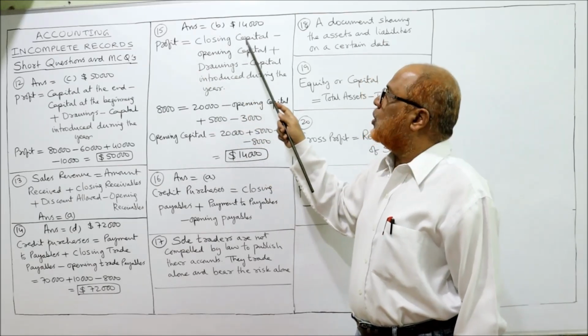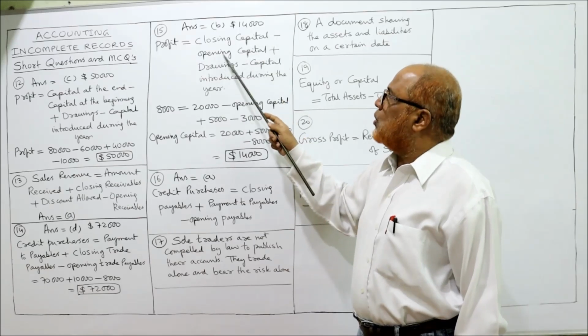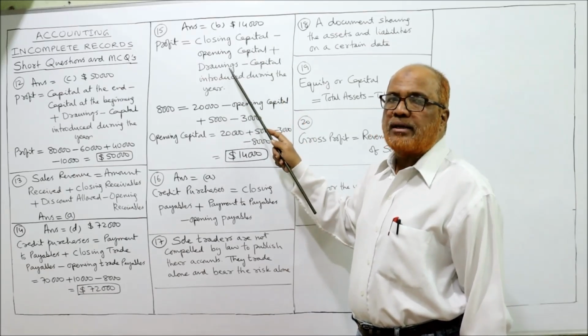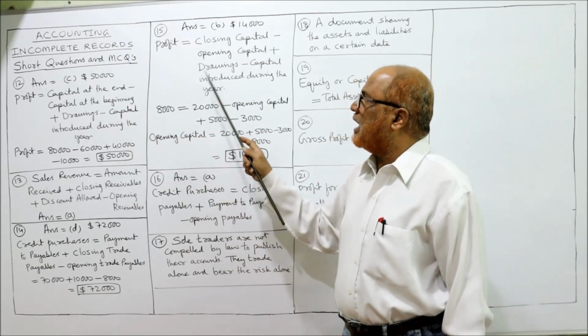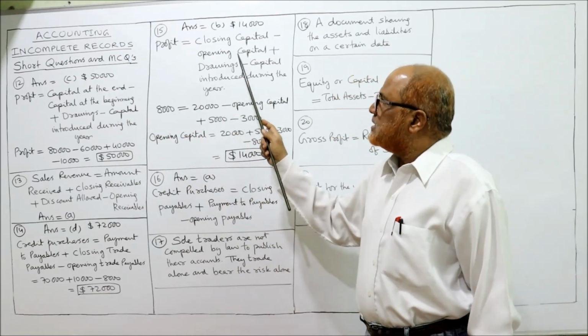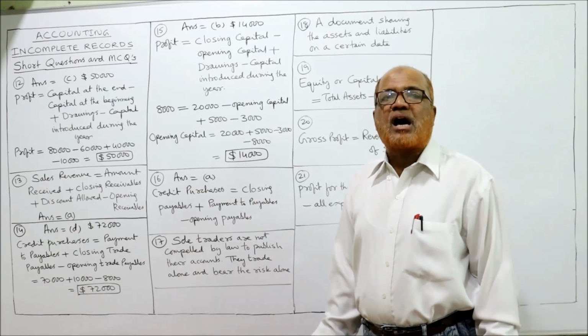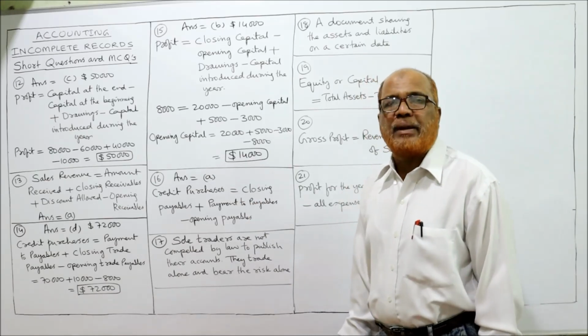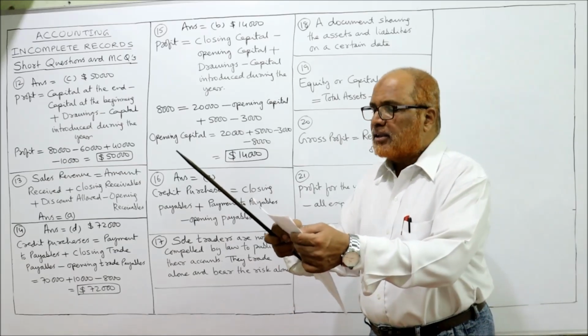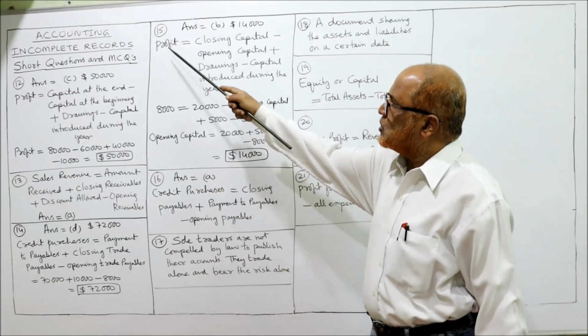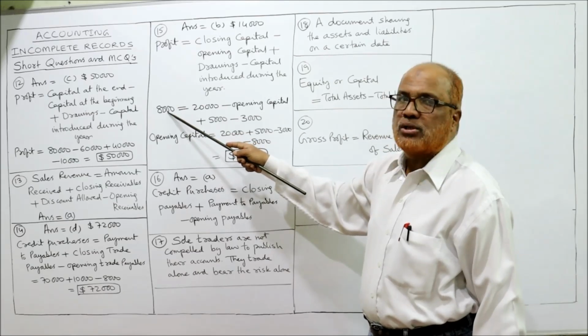Profit is equal to closing capital minus opening capital plus drawings minus capital introduced during the year. Same equation I have written. In this equation, only one value is unknown. That is opening capital. Remaining all items are given. Profit is given. The profit for the year is 8,000. So in place of profit, I am writing 8,000.